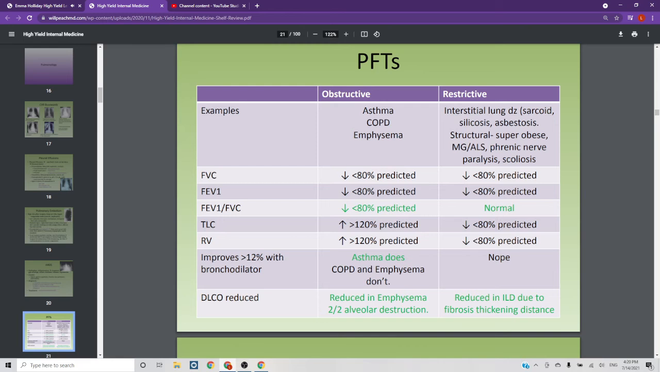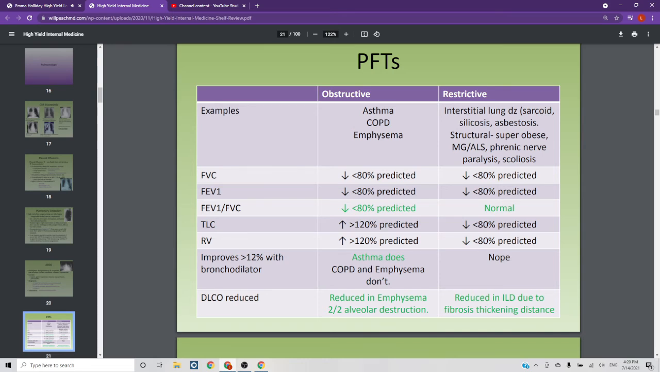And then the diffusion of carbon monoxide can also help you determine what type of obstructive process or what type of restrictive process you have going on. The diffusion is reduced in emphysema because you actually have more space because of the destruction of the alveoli. It's also reduced in interstitial lung disease because of the fibrosis. It's harder for the oxygen molecules to get across.